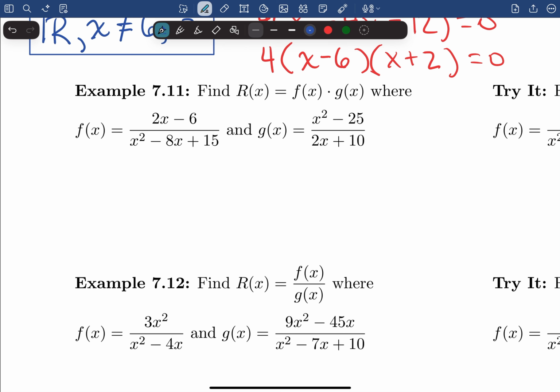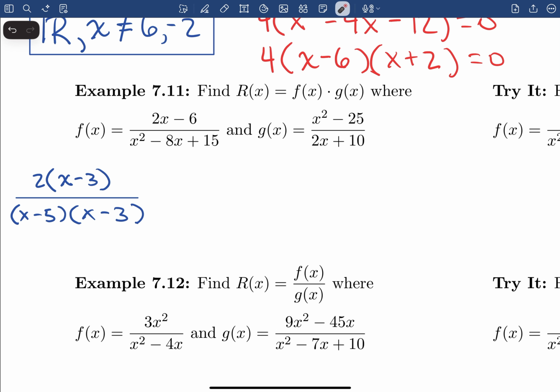And as I do it, I'm going to also factor. Like top left is 2x minus 6. So I'm going to factor out the GCF of 2, and I'm left with x minus 3. And now I'm dividing that by x squared minus 8x plus 15, which I will factor into, well, x minus 5 times x minus 3.